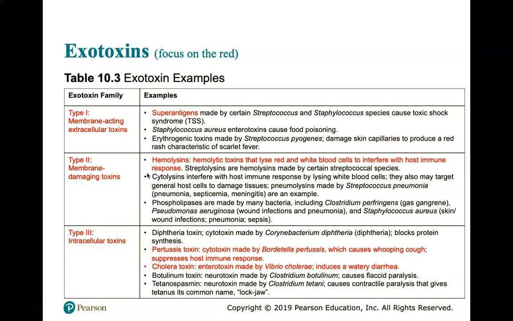Type 2, membrane damaging, so hemolysins, which you all should know very well what a hemolysin is. We talked in lab about hemolytic reactions. So a hemolytic toxin kills red blood cells or white blood cells and can interfere with our immune response. Specifically in lab, you talked about beta hemolytic colonies produced by Staphylococcus aureus. Okay, so we actually were looking for Staph aureus when we did our nasal swabs, right?